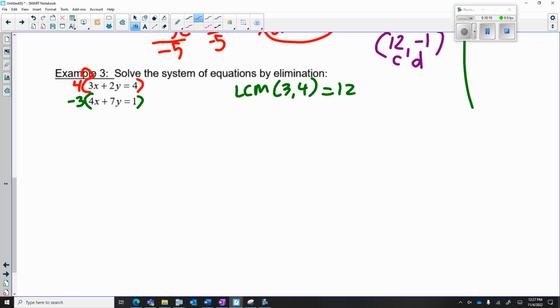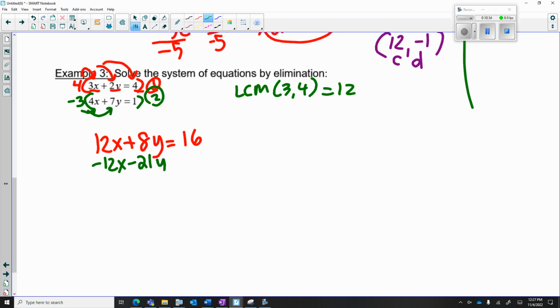So now I'm going to distribute to my first row. I'm going to get 12x plus 8y equals 16. Notice I'm distributing the 4 to all three terms: 1, 2, 3. 12x plus 8y equals 16. So that's row 1. Now I'm going to do row 2. Distribute the negative 3: negative 12x, negative 21y, negative 3. And now I'm going to add, and I see that I have positive 12x in the first row and negative 12x in the second row. Those are the additive inverses that I created, and they're going to cancel out.